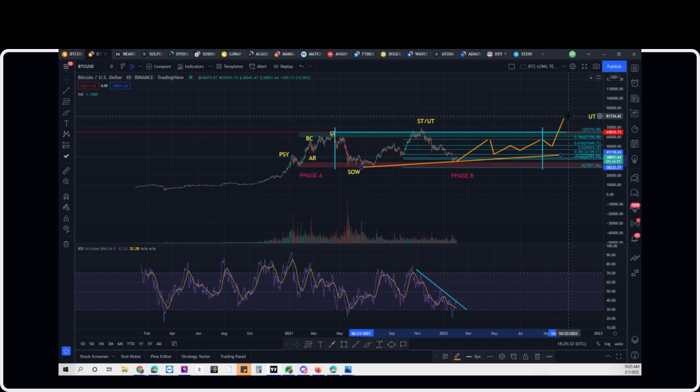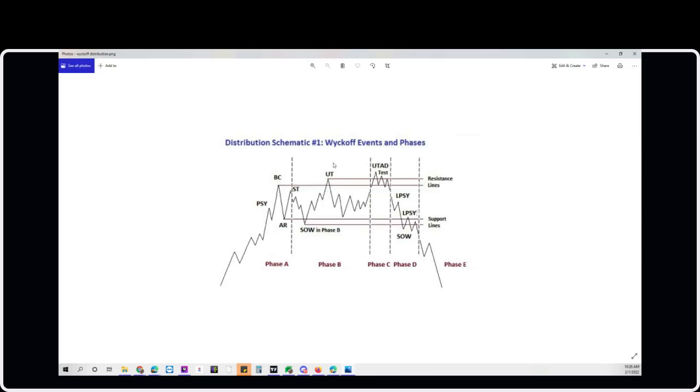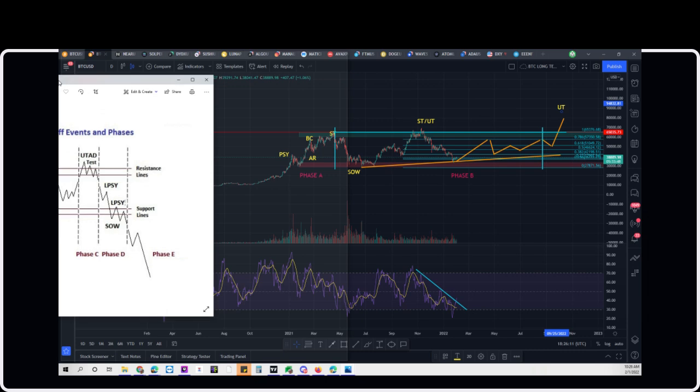Honestly, this is my personal target from doing the Wyckoff schematics. We get one more up thrust. Up thrust being, let me see if I can find a schematic for you. Wyckoff accumulation. No, I need distribution, right? Yeah. Okay, here's a better look at what I'm currently trying to explain. We get one more up thrust, and this is the exact schematic I've been looking at.